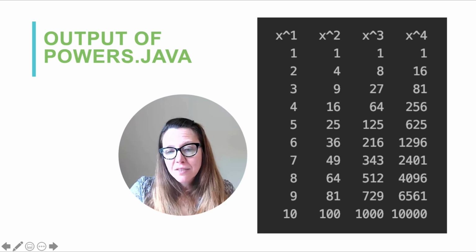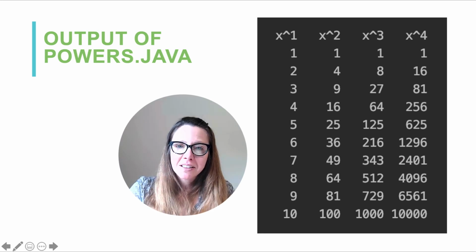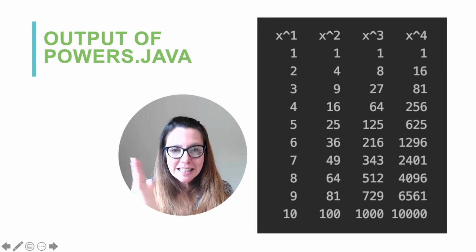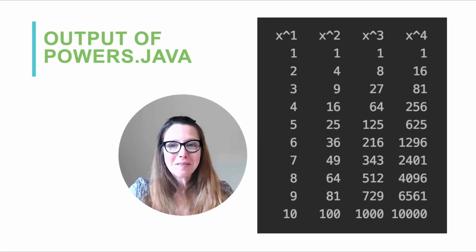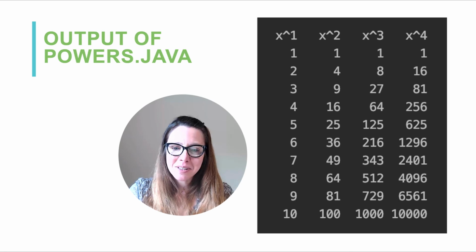And what that looks like if you run that file is the following. So you're going to create a table, and each column has 6 spaces, and you're going to just output the powers of x as we see here.